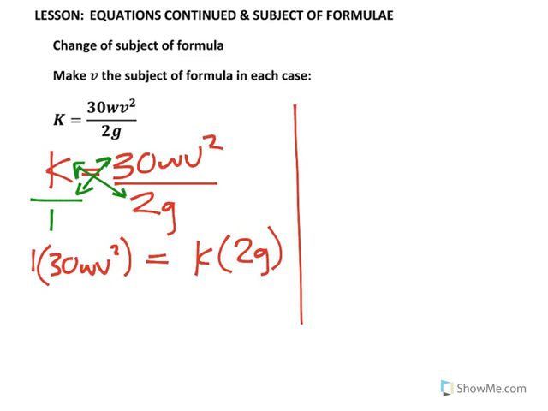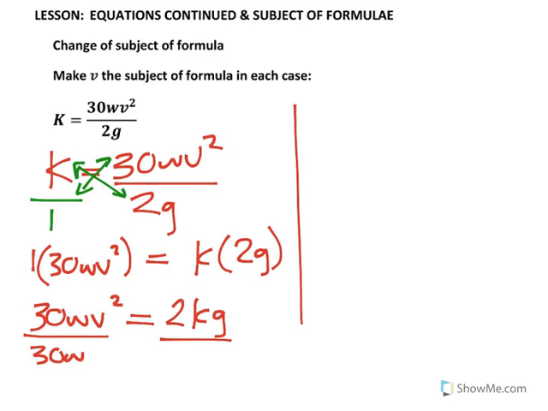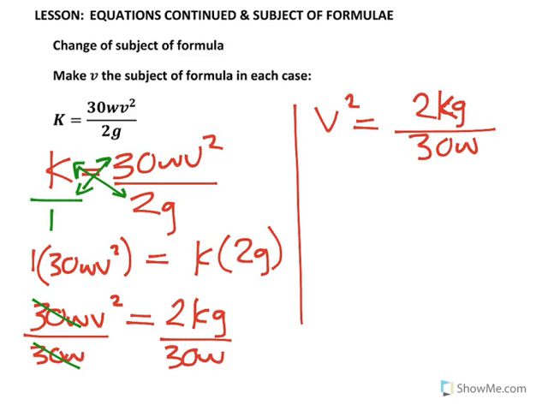When you have done that, which means 30w squared now is equal to 2kg, in which you divide by what you don't want. And in this case, you don't want 30w on the other side. Remember, our aim is to come up with v. When you cancel 30w, then you're going to have v squared is equal to 2kg over, the k was a big one, over 30w.